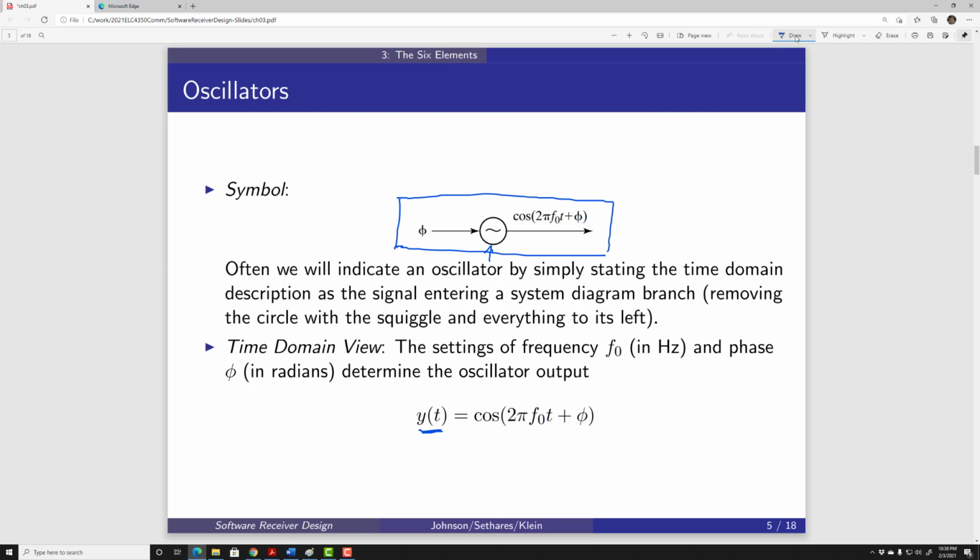Now, in general, phi can be a function of time. If phi(t) equals, for example, 2 pi f1 t, then the output of my oscillator is cosine 2 pi (f0 plus f1) t. Then I have a sine wave with frequency f0 plus f1.